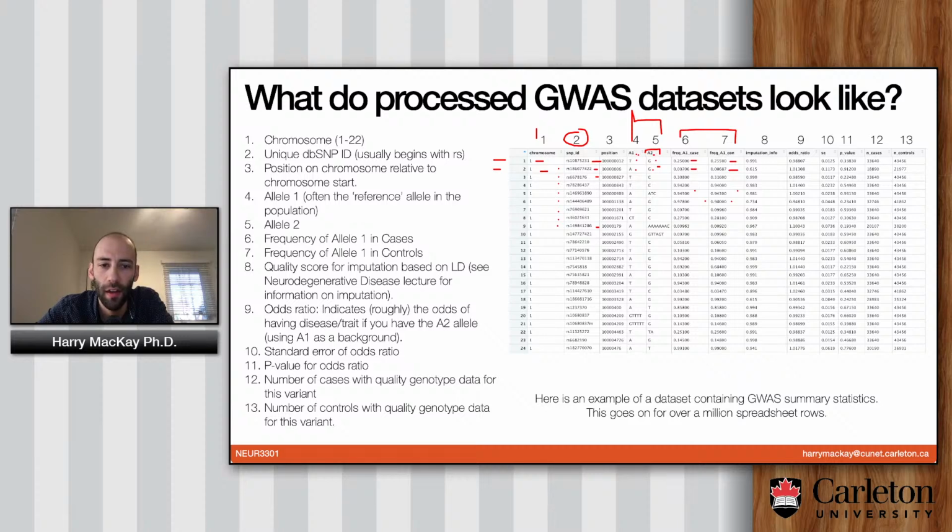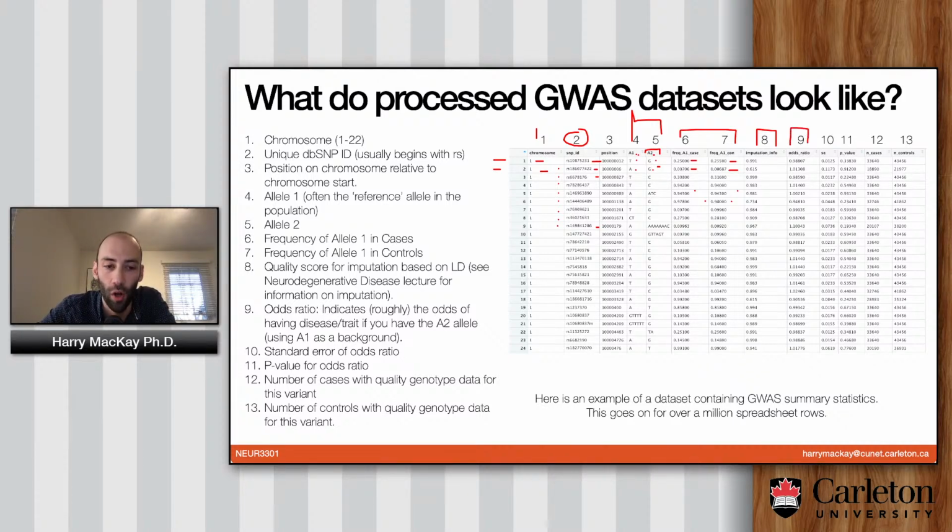Quality score based on linkage disequilibrium. We'll talk about this when we look at neurodegenerative diseases, but you can impute genotypes for SNPs that you don't directly genotype based on linkage disequilibrium. We don't need to get into that right now. Probably the most important column is odds ratio.